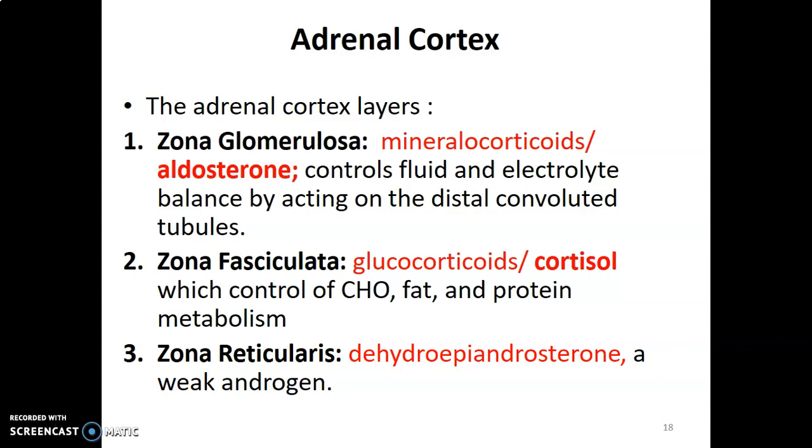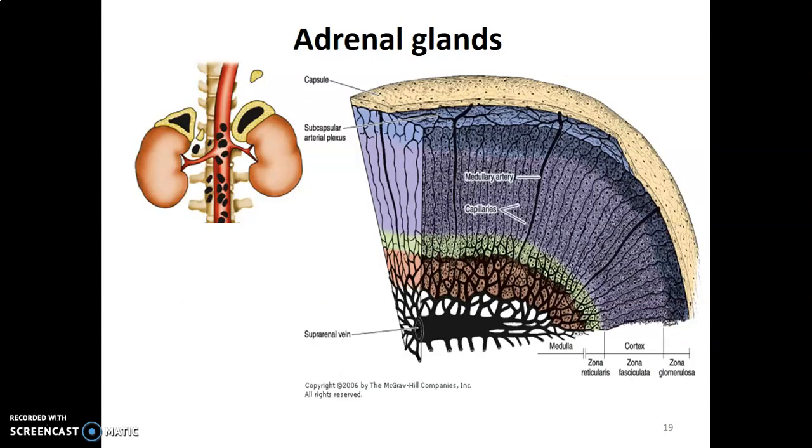Then we have zona reticularis. It produces dehydroepiandrosterone, which is a weak androgen, okay, responsible for secondary sexual characteristics. So those are the 3 layers of adrenal cortex: glomerulosa, fasciculata, and reticularis, in that order from outside to inside. So this is the suprarenal gland on the superior pole of the kidney.